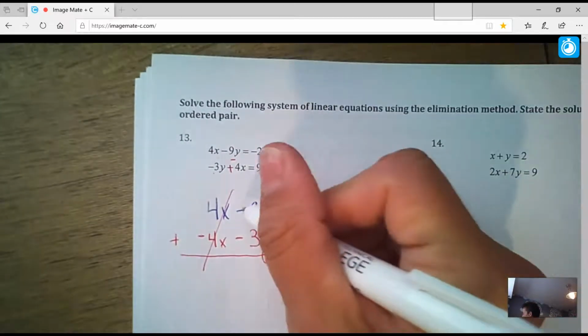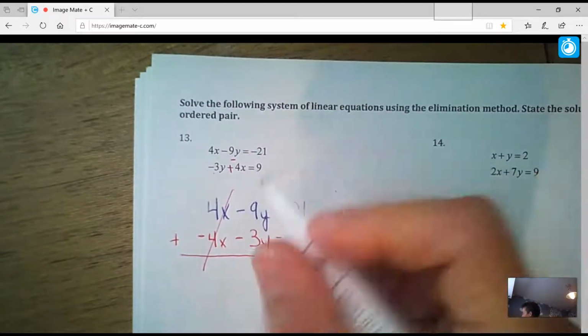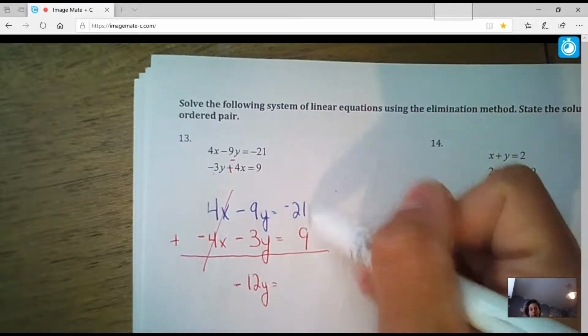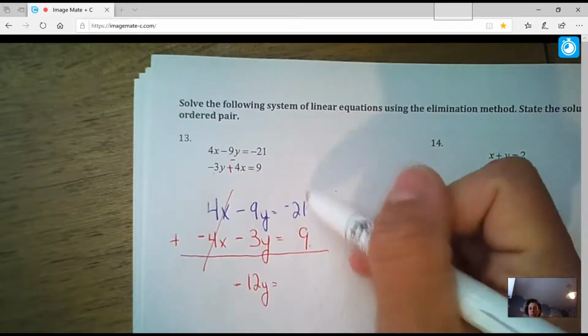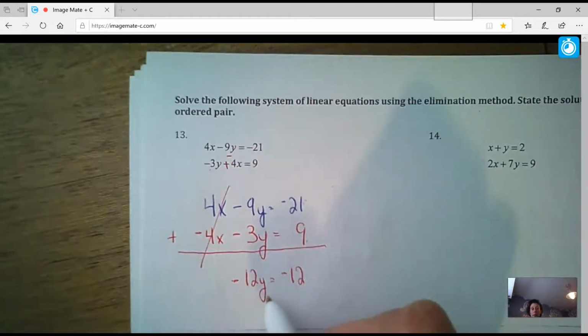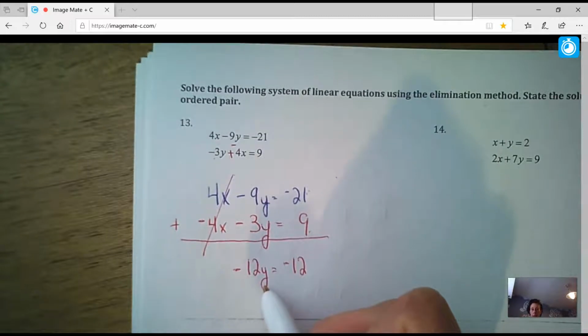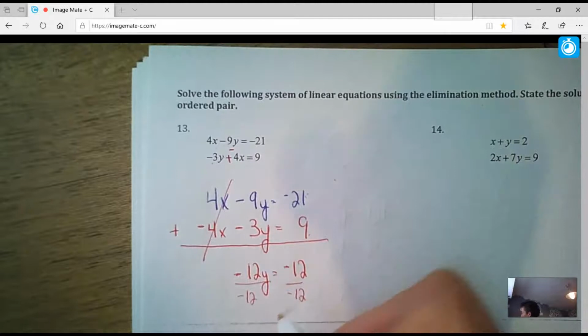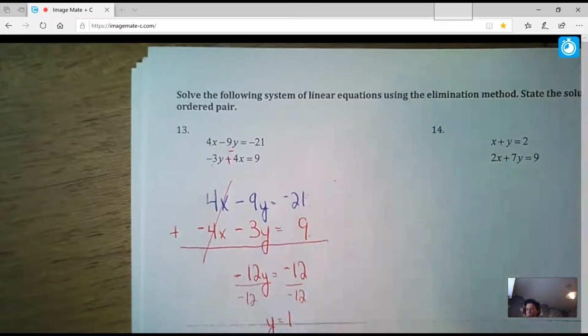When I add up the y's, think of this as negative 9y and negative 3y, I get negative 12y. When I add the constant numbers on the other side of the equal sign, again, you can use a calculator, I also get negative 12. And so real quick to solve for y, I just have to divide by negative 12. And when I do that, I get an answer of 1 for y.